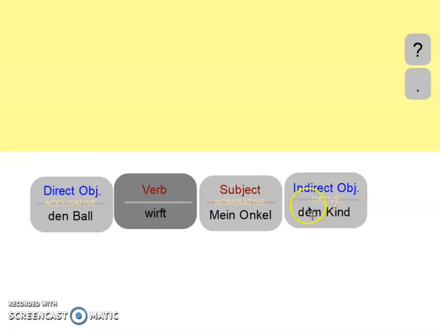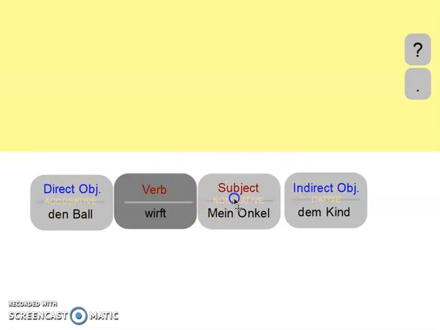In German, you can actually do this. You can start with your direct object. When you start with your direct object in German, it just calls more attention to that direct object. And I can put it in this order because, look, my verb is still in the second position, and my subject and verb are still touching each other. They're still next to each other. So, den Ball wirft mein Onkel dem Kind is actually a correct sentence in German. So we can kind of play with this a little bit.